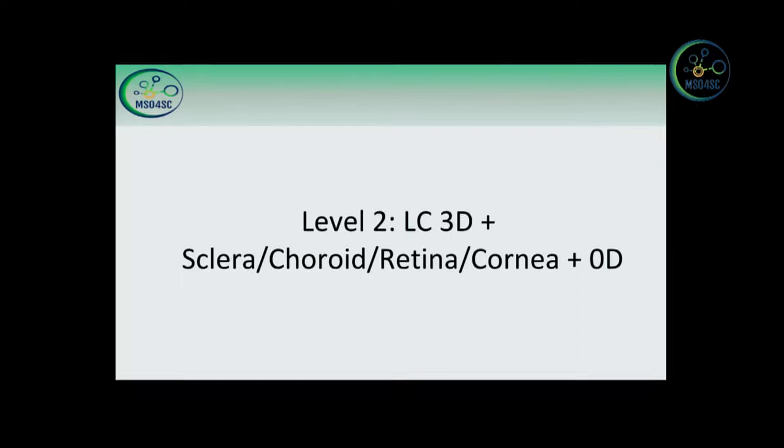So level two. Level two is the same as before with the lamina cribrosa. We are solving the Poisson and the elasticity in 3D and the 0D model with the circuit in the retina. But we are adding the elasticity for the other parts of the eye as well, so the sclera, choroid, retina, and cornea for now. In particular, this is an image, but since it's a demo, I can show you the results that we have.